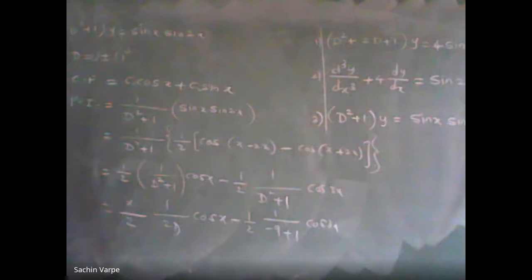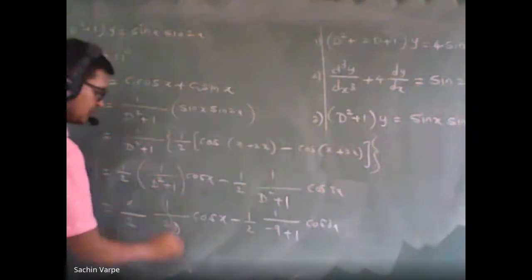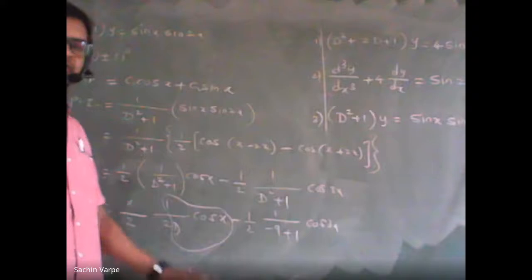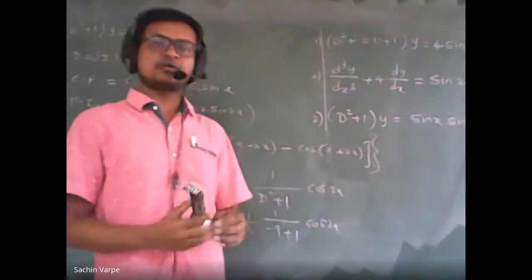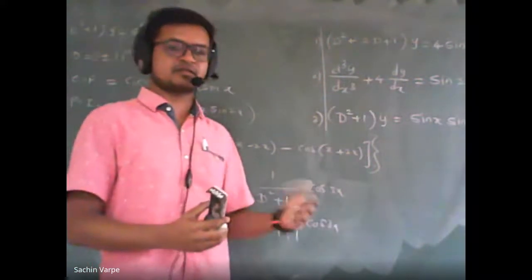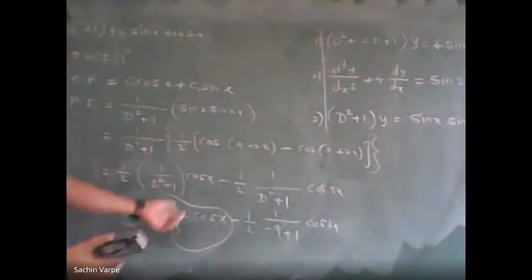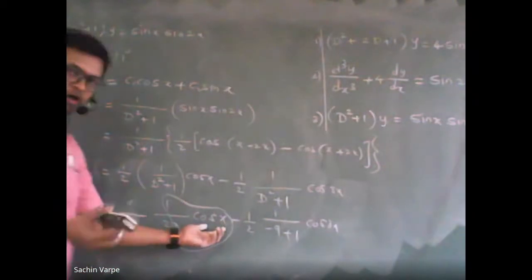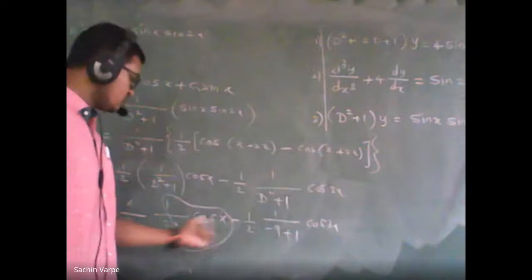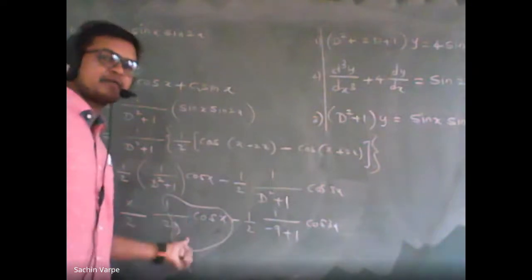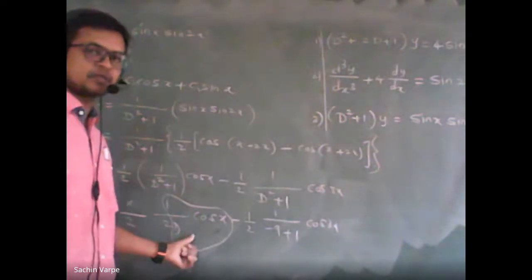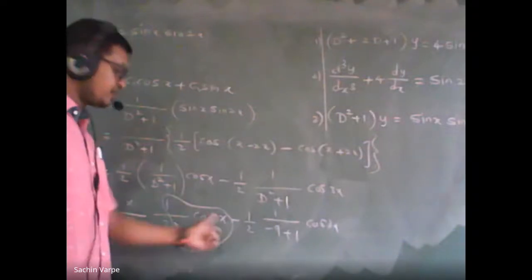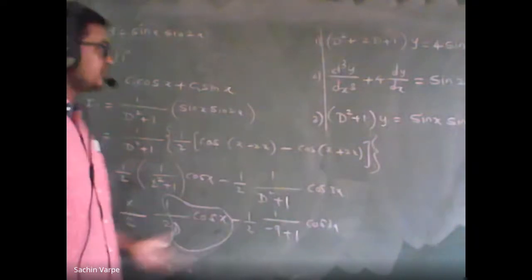And now 1 upon d of cos x. 1 upon d means, see, d means derivative. 1 upon d means integration. We have discussed how it is integration by general method, isn't it? 1 upon d means integration of cos x. Or what we can do, we can get d square by multiplying and dividing by d for the replacement. So that will be d upon d square. And then we can replace d square by minus a square. So in that way also we'll get the same thing.